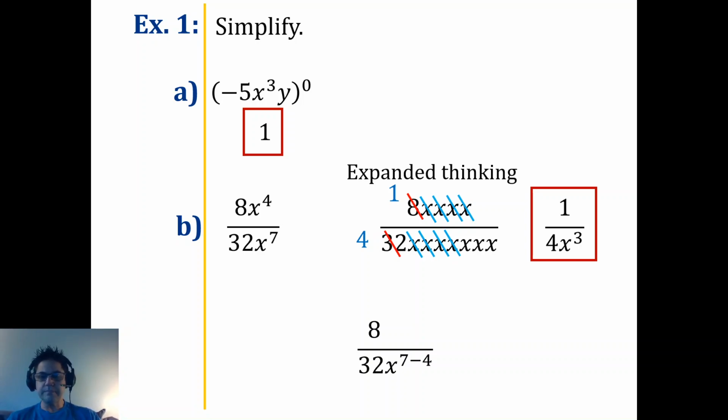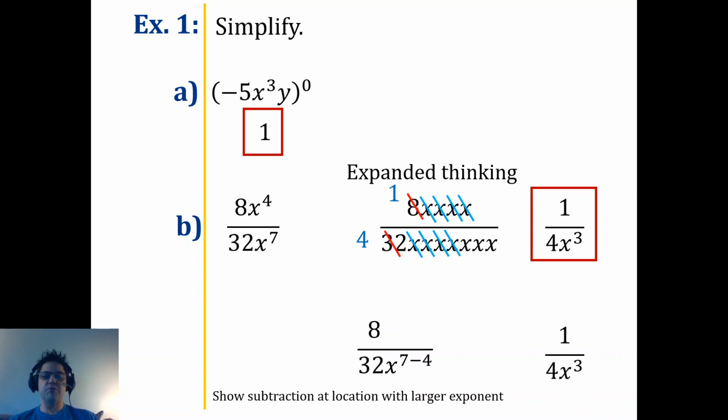So we know 8 and 32 really just becomes a 1 and a 4. And then 7 subtract 4 gives us a 3 right there. Show subtraction at the location with the larger exponent. So the larger exponent's at the denominator, so I do 7 subtract 4 at the denominator. Notice the exact same answers using both methods, expanded thinking and the rule.